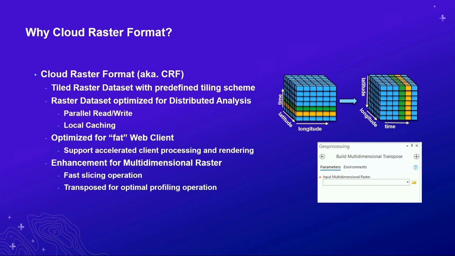And when you are reading the cloud raster format from your local application, we also support local caching. What that means is ArcGIS Pro can pre-download those tiles from the cloud storage and speed up the read locally. And cloud raster format raster dataset is also optimized for fat web client. What that means is some client application, web application implemented using ArcGIS JavaScript API can support accelerated client processing and rendering if the raster it reads is a cloud raster format.